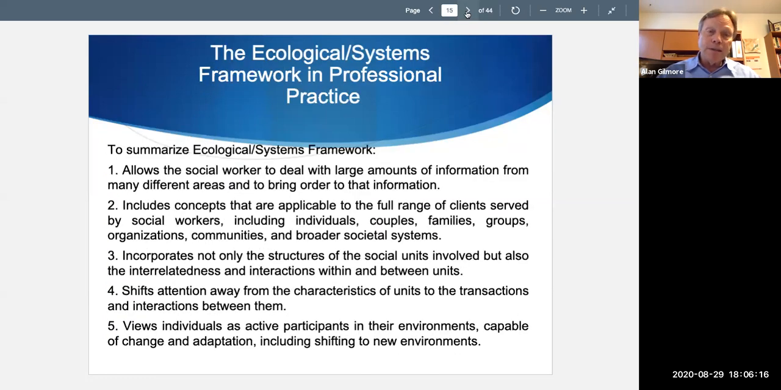So in conclusion, to summarize the ecological systems framework, this allows the social worker to deal with large amounts of information from many different areas and to bring order to that information. It includes concepts that are applicable to the full range of clients served by social workers, incorporates not only the structure of the social unit involved, but also the interrelatedness and interactions, and shifts attention away from the characteristics of the unit to the transactions and interactions between them. It's more about the relationship. It views individuals as active participants in their environments, capable of change and adaptation, including shifting to new environments.